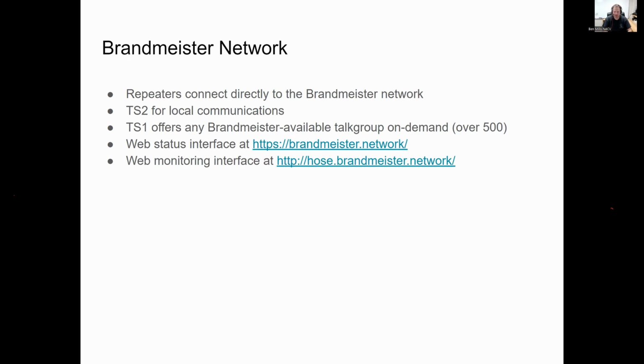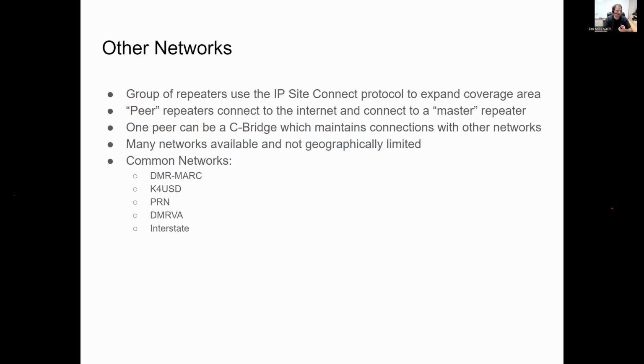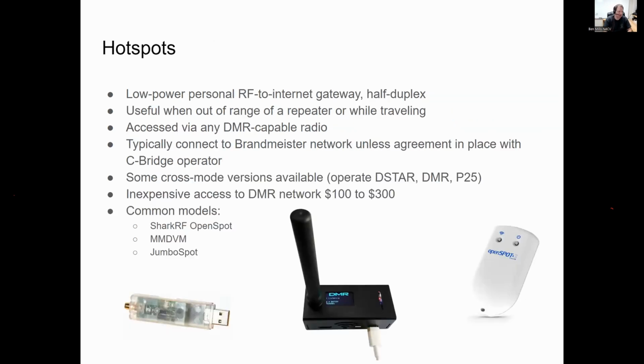So thinking about the two configurations, we've got the C-Bridges and then we've got Brandmeister. There are some other networks; again, they're generally using C-Bridges if they're not Brandmeister. So we might have heard some of these terms like DMR Mark, K4USD, PRN, DMR Virginia, which we'll talk about in a minute, and Interstate, which has taken over some of the local repeaters. So those are groups of repeaters that have made these very large systems.